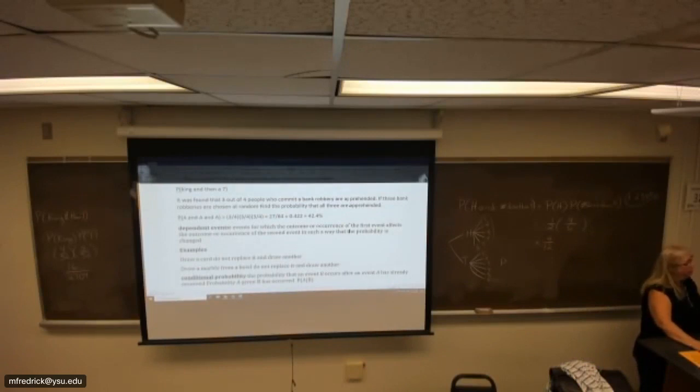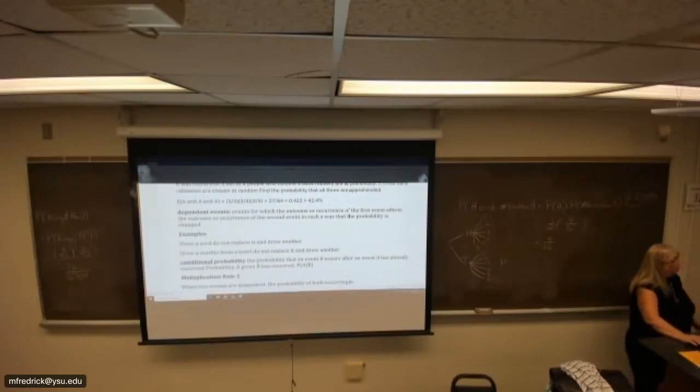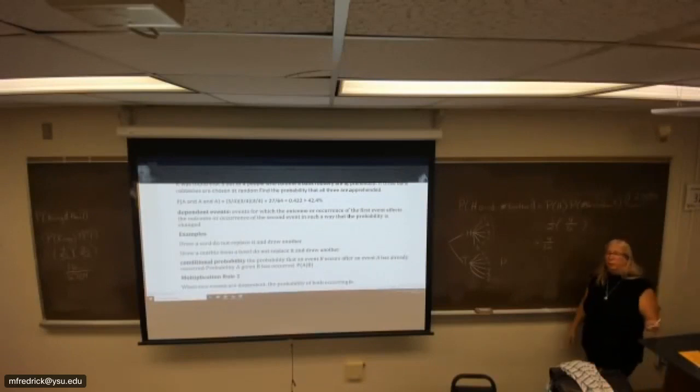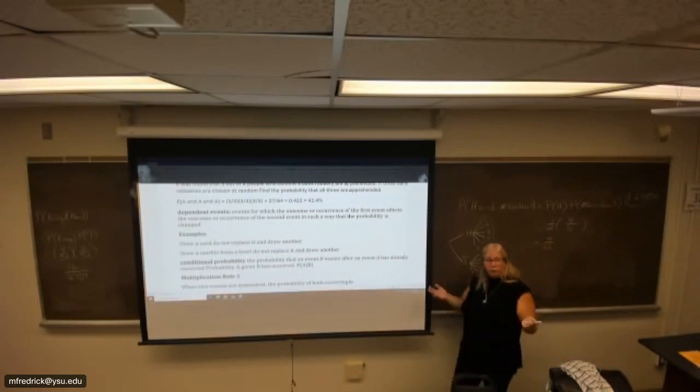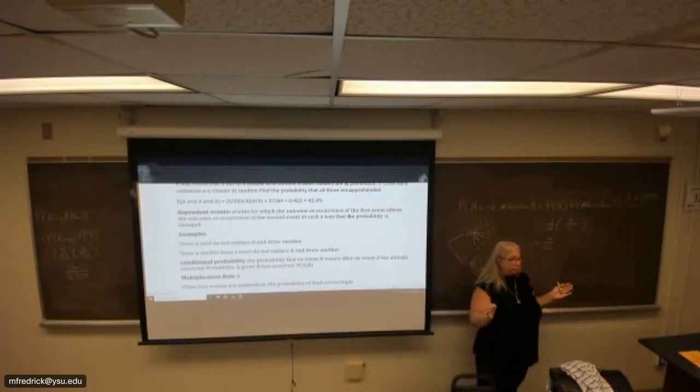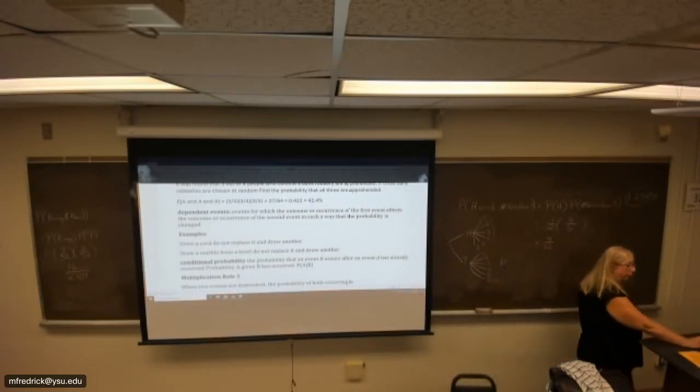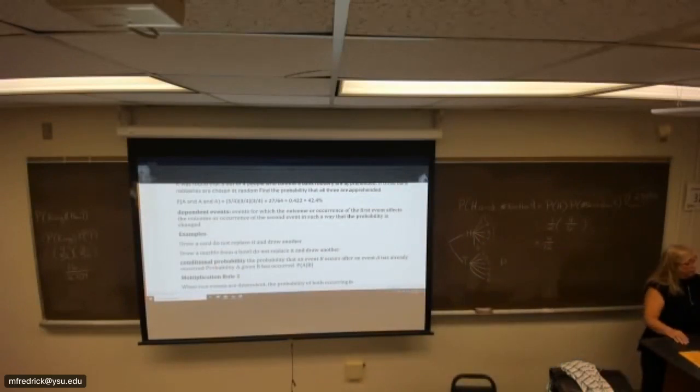Dependent events, events for which the outcome or occurrence of the first event affects the outcome of the second one. So the probability changes. A card is drawn and we don't put it back in there, then when we go to draw another one, we don't have 52 cards, we only have 51 cards. It changes all the probabilities. So they're dependent on each other. The second one depends on what the first one did.